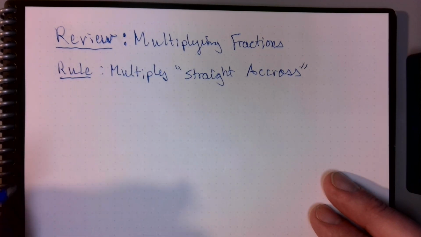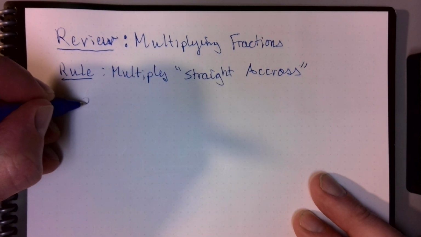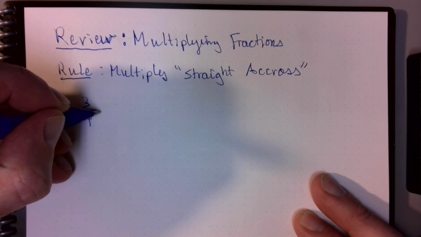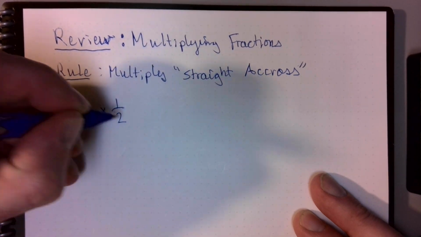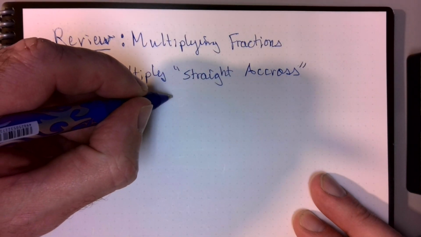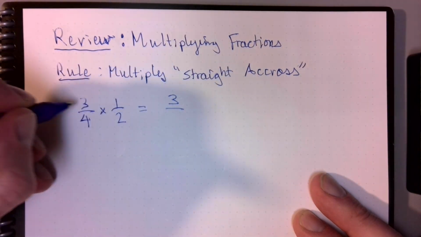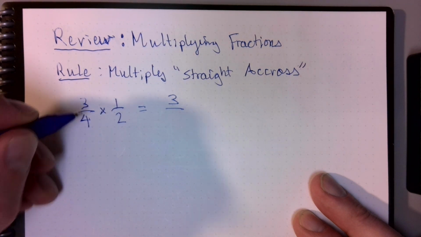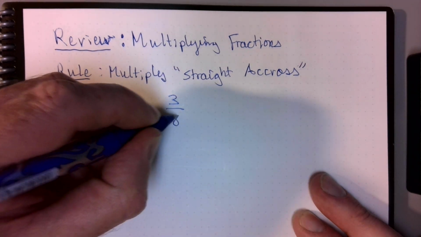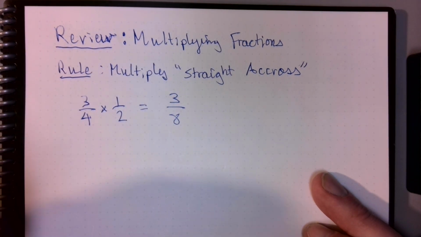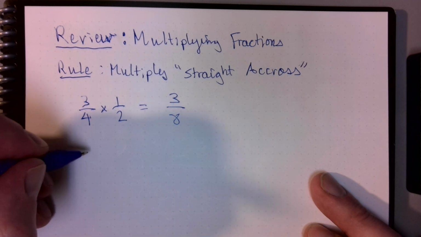But if I wanted to do something like this, let's say 3/4 times 1/2, I multiply straight across. 3 times 1 is 3, that's my numerator. 4 times 2 is 8. That is my denominator, 3/8.